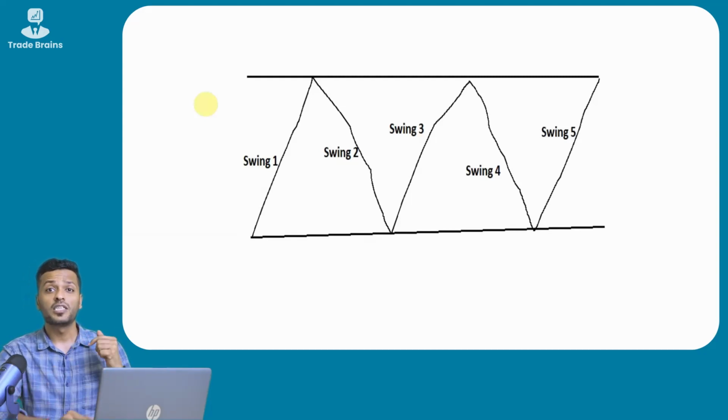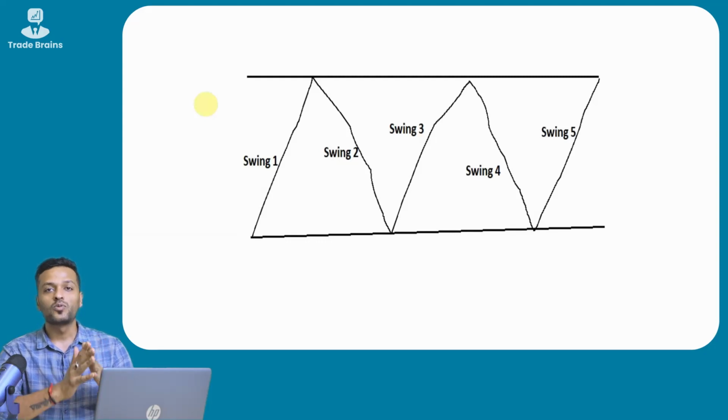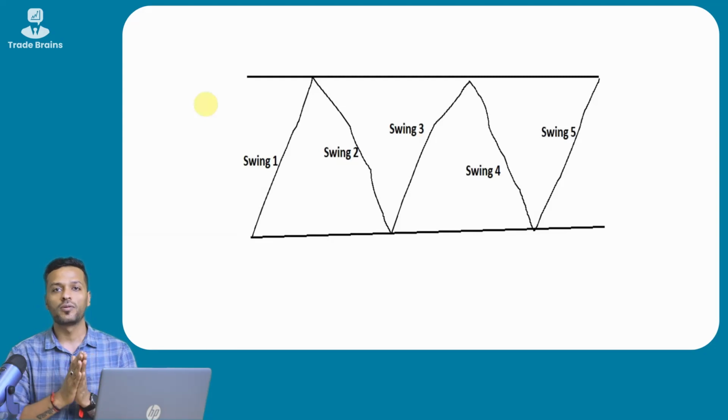So the idea behind swing trading is to capture that one move. You don't necessarily need to capture all the moves. No one is able to capture all the moves. If you can capture 2, 3, 4 moves out of 7, 8 moves which happen in the market, you're doing a very good job in the market.